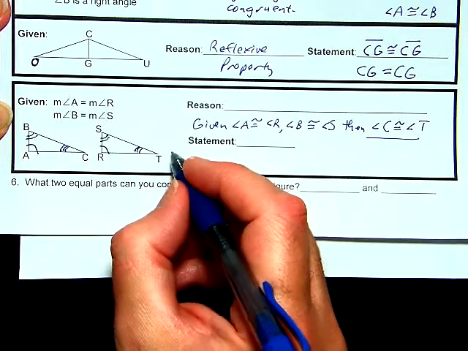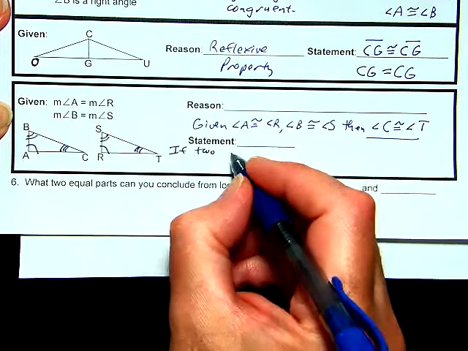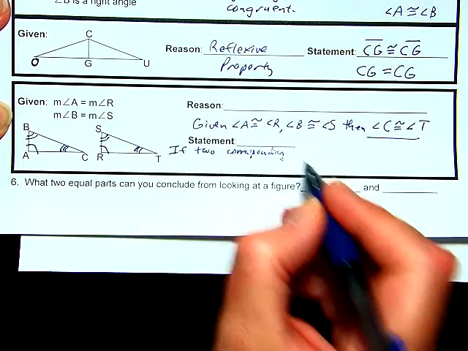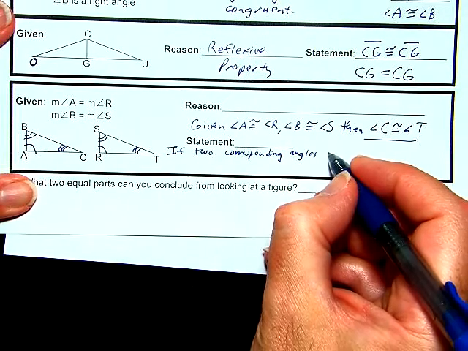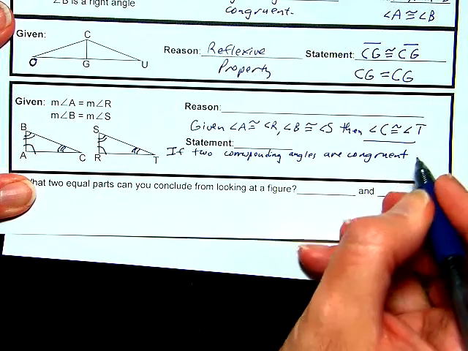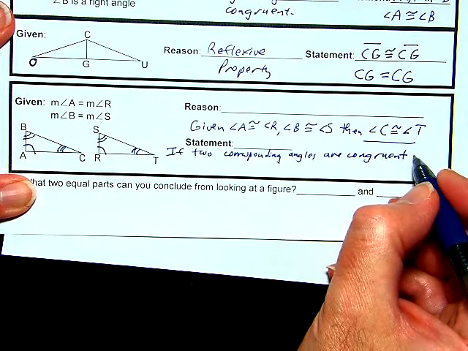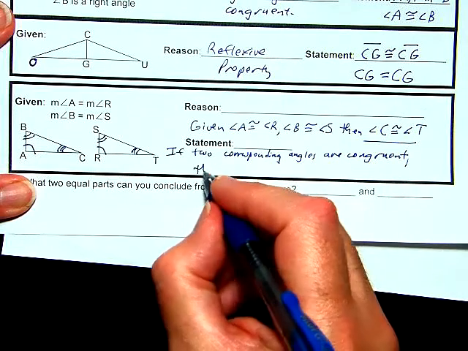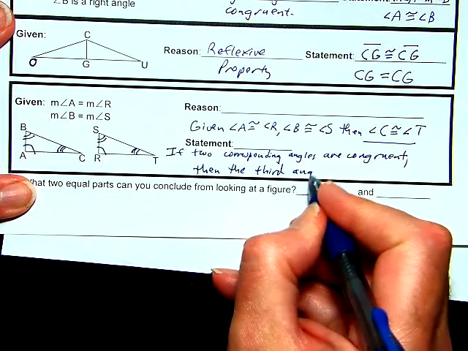We can also say that in a way by pointing out that if two corresponding angles in triangles are congruent, then the third angle is congruent.